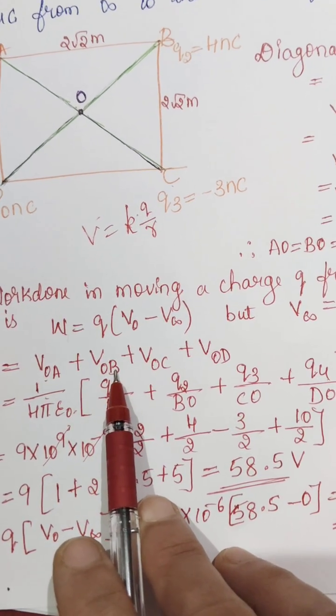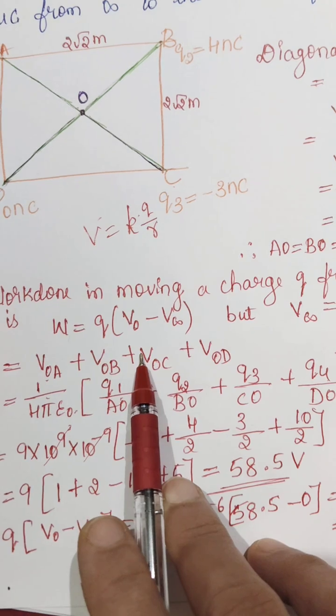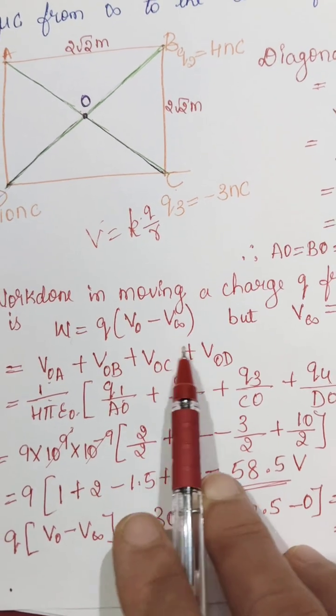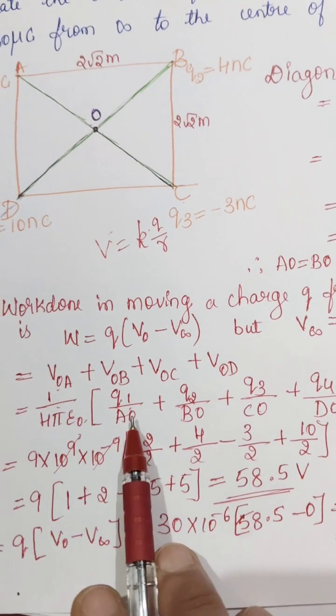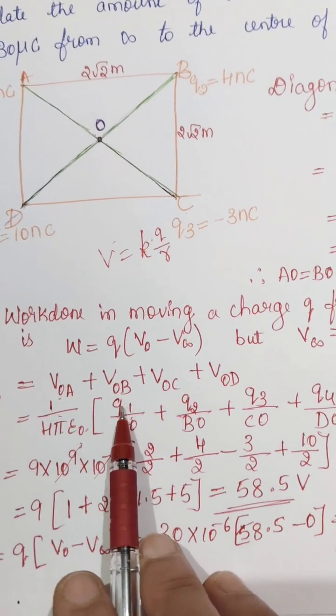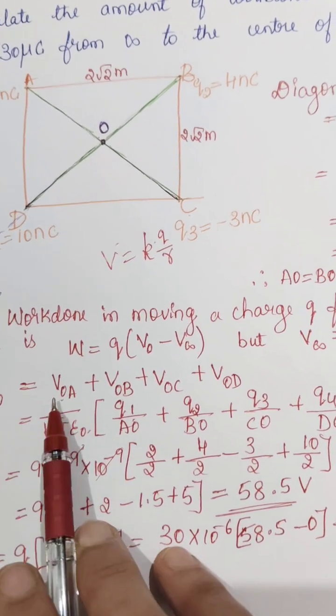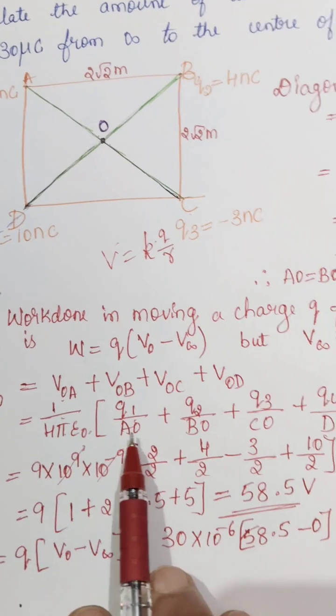Potential at O due to charge at B. So we are going to calculate potential at O due to charge at C. Potential at O due to charge at D. And same thing you are going to repeat again. See, charges are Q1 and the distance is the same thing. VOA or AO, whatever you can write.